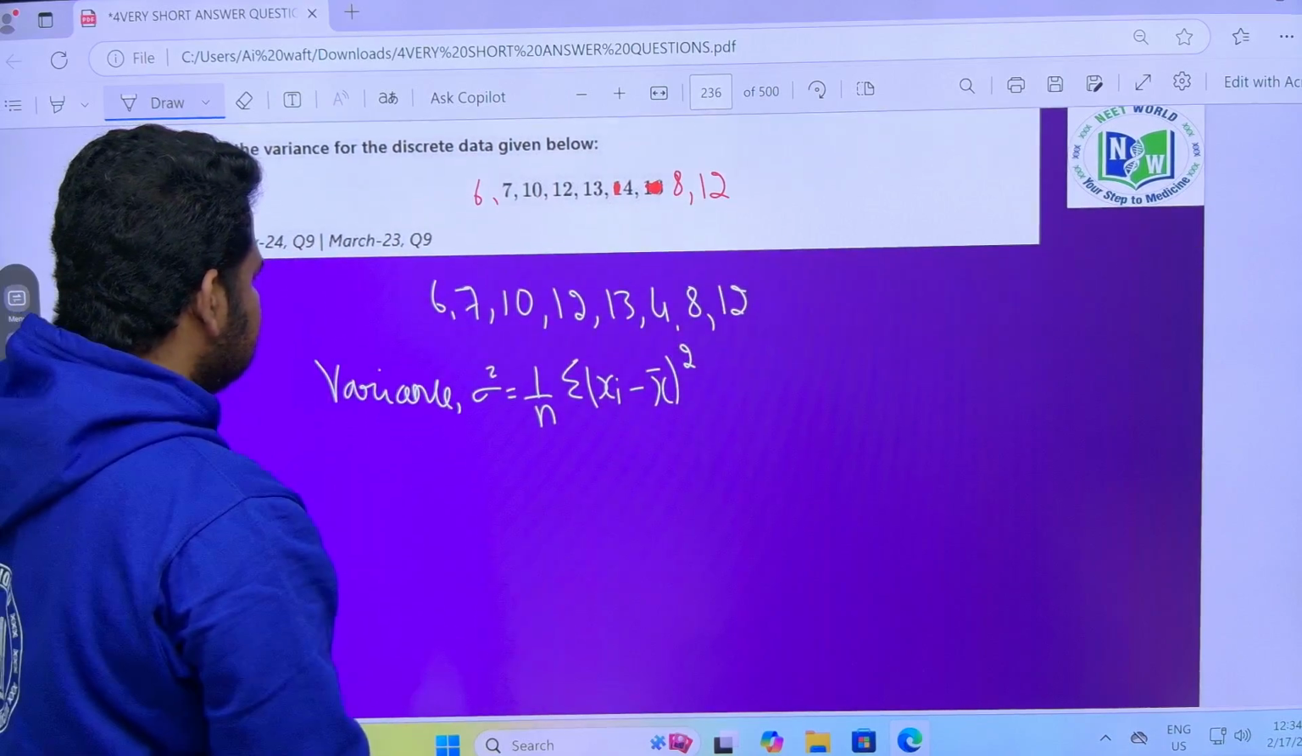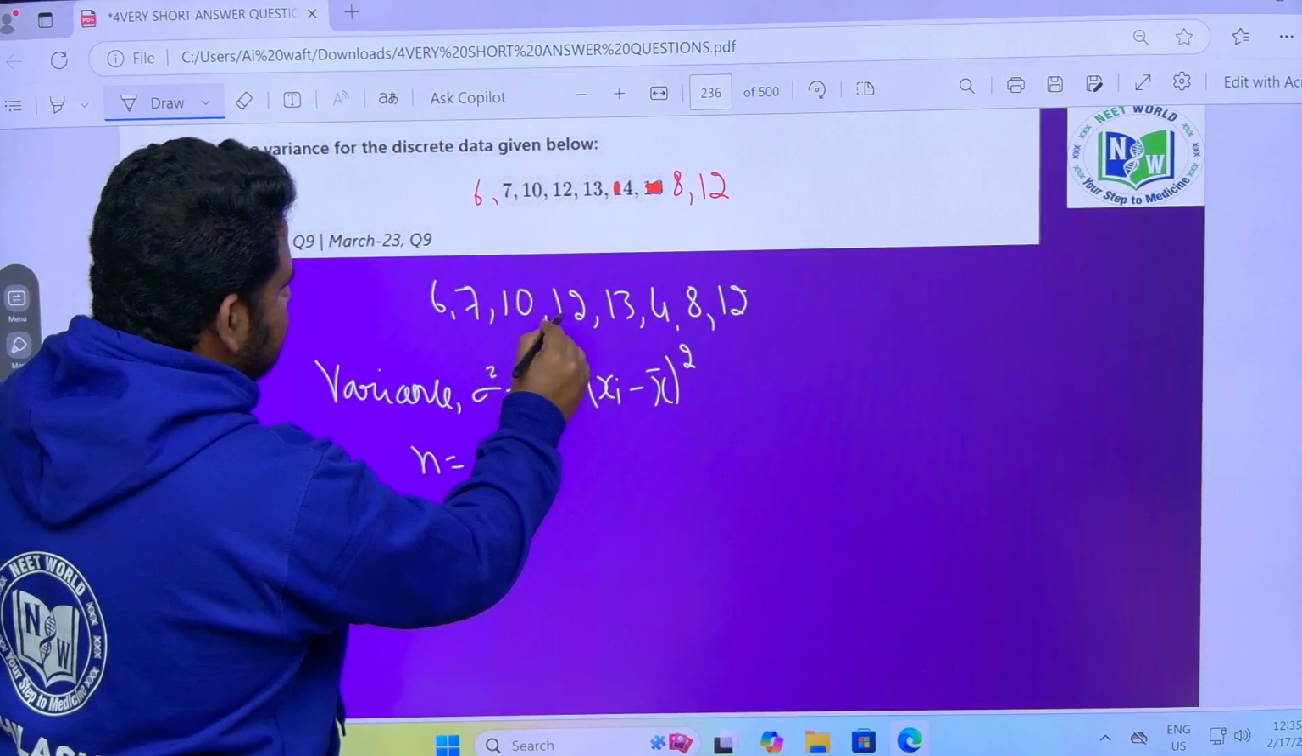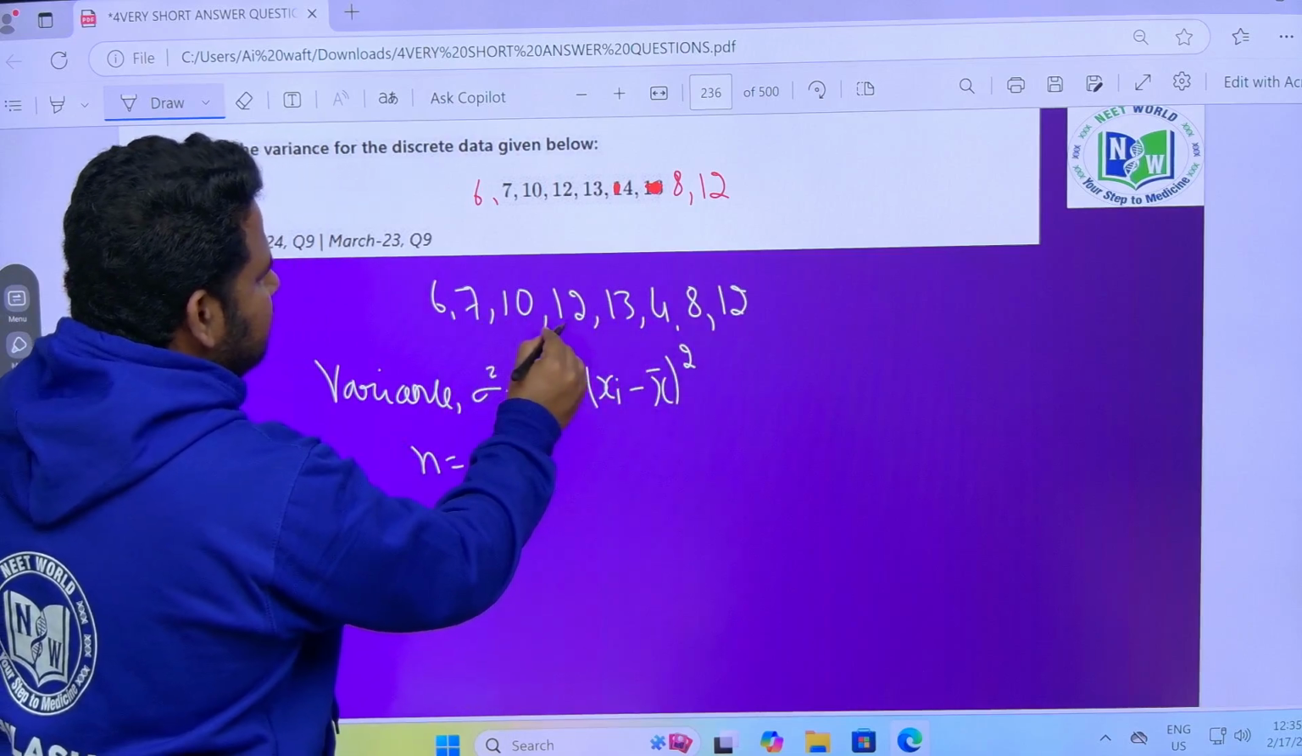All right. So here the value of n is how much? 1, 2, 3, 4, 5, 6, 7, 8.